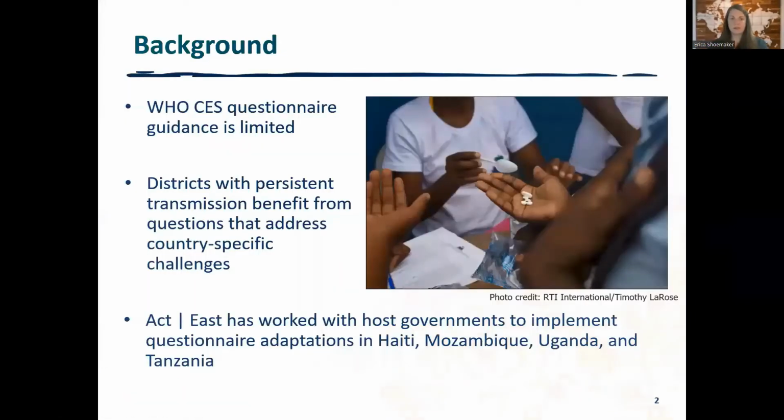As Clara described earlier, the guidance from WHO on the coverage evaluation survey questionnaire is limited and largely focuses on validating reported coverage. We have found that districts with persistent transmission are often facing unique challenges and benefit from questions that are designed to specifically address those challenges. ACT East has worked with host governments across several of the countries we support to implement questionnaire adaptations, and those countries include Haiti, Mozambique, Uganda, and Tanzania.